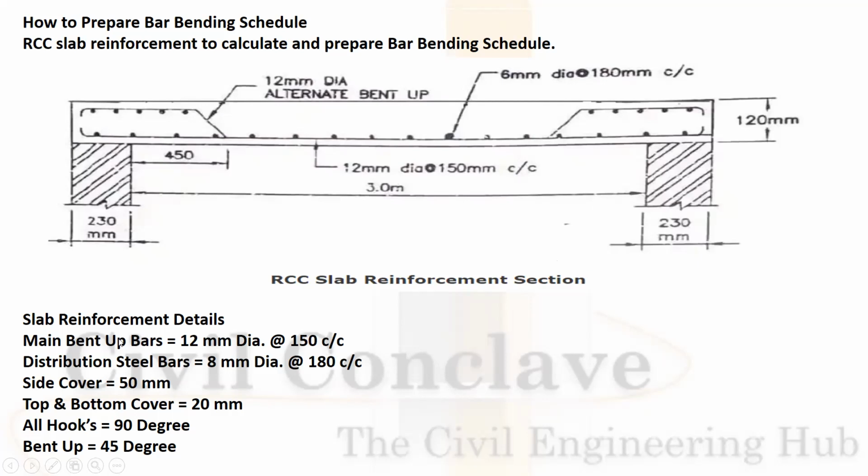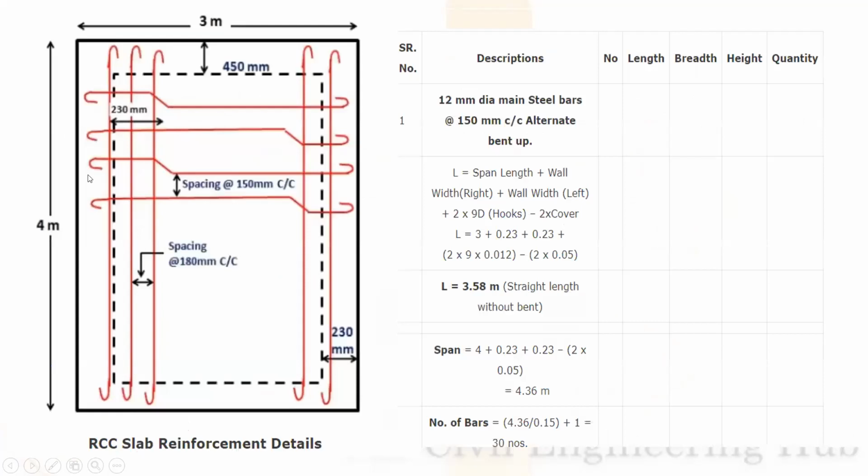So now, how is the calculation done? Main bent up bars 12 mm dia at the rate of 150 center to center. Distribution bars 8 mm dia at the rate of 180 center to center. Side cover 50 mm. Top and bottom cover 20 mm. All hooks are 90 degree. Bent up at 45 degree. See, this is the image of the slab. Width is 3 meter. Length is 4 meter.